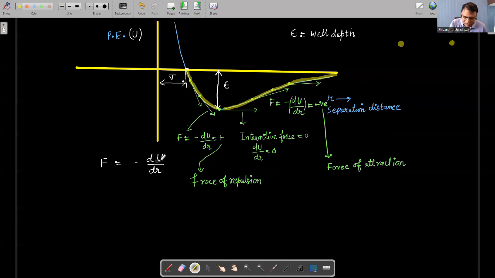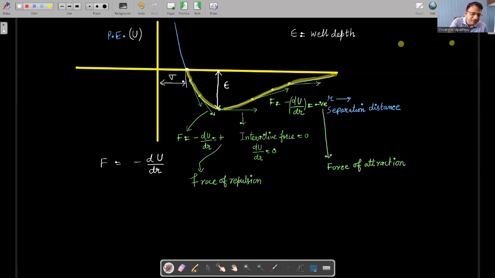So on this graph, if we draw a tangent at different points, and we know that force is equal to minus the change in potential energy with respect to separation distance, we can find out whether the interactive force is attractive or repulsive. If we get a negative sign, it means the interactive force is attractive. If we get a positive sign, it means the interactive forces are repulsive.